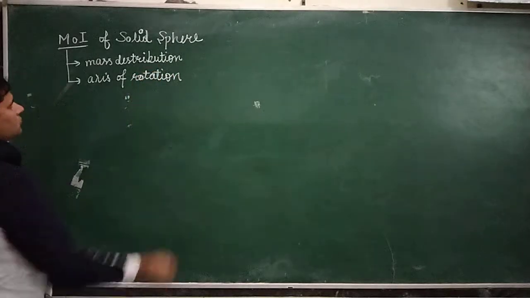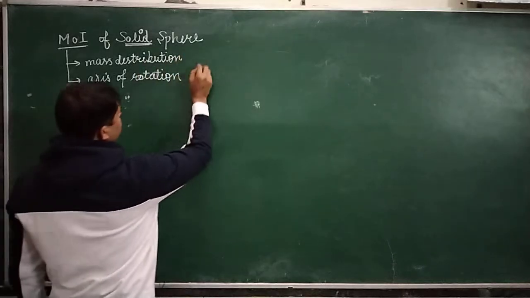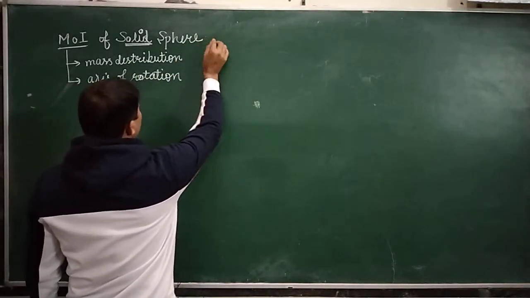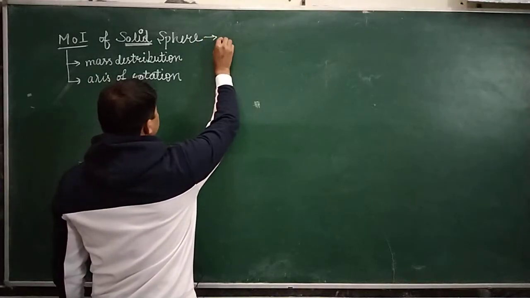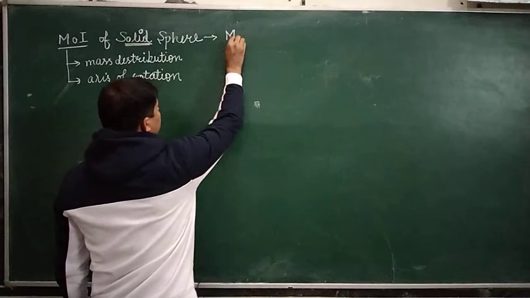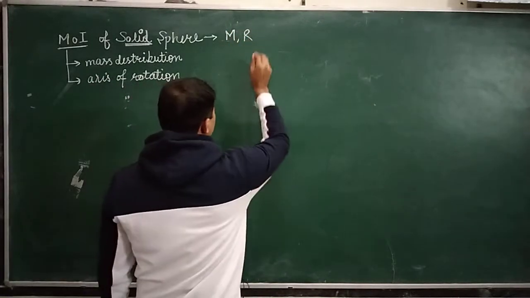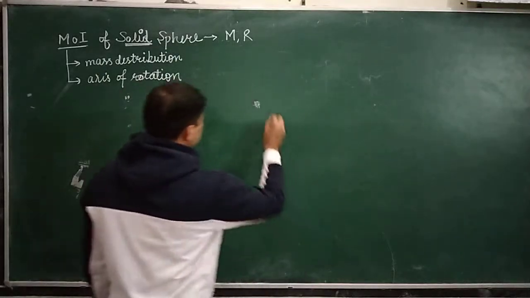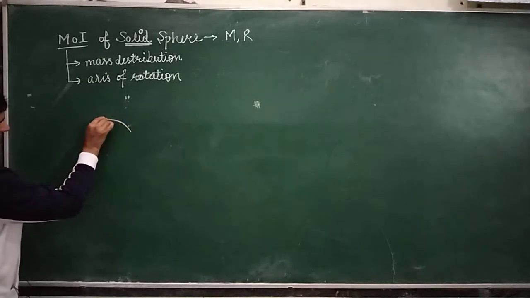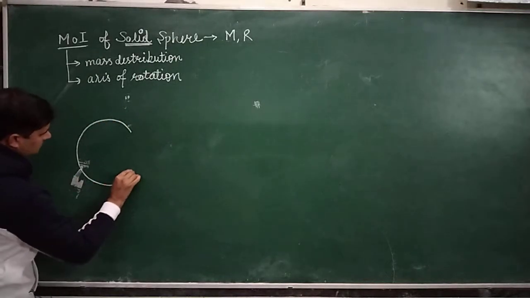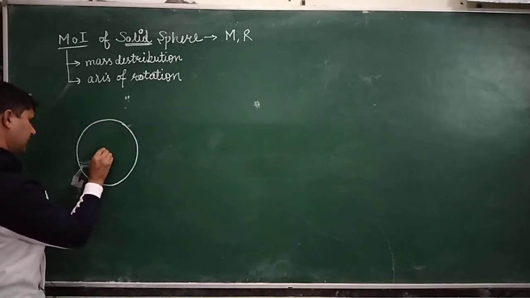Now another keyword we have is solid sphere. Solid sphere means it is filled from inside. It is solid from inside. So let us assume that its mass is M and it is of radius R. Let us see how a sphere looks like. This is a sphere of radius R and this is the center.